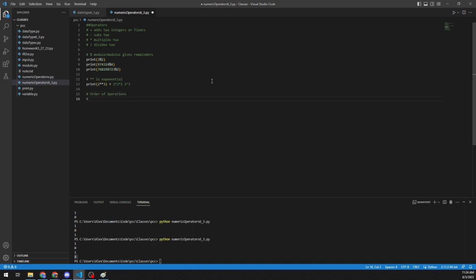Yeah. Order of operations. So just like math, Python has its own order of operations, how it wants to do calculations. So first item, parentheses, exponentials.